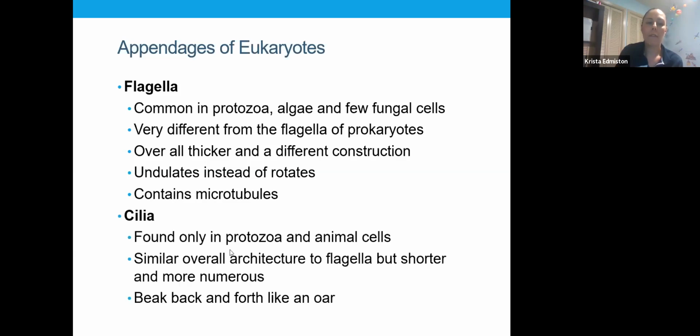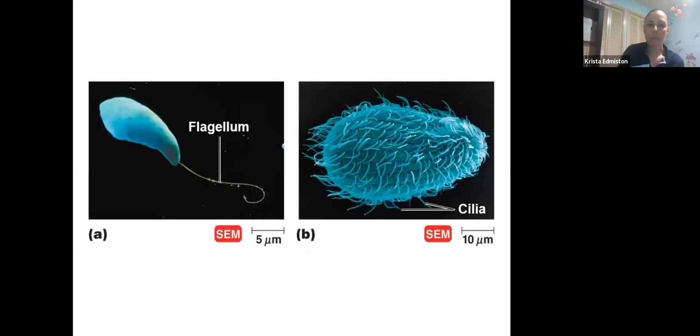Cilia are only found in protozoa and animal cells, and those are the ones that move like an oar. Show a picture of it in a second. Very similar architecture to the flagella, but it's small. The flagella is much longer, where the cilia are much, much shorter. So here's a lovely picture of a flagellum. This is a eukaryote, and here are all these cilia, so they look like little hair-like projections off of the cell.